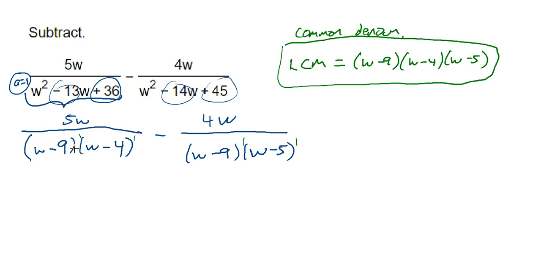This is the way that I want all my denominators to look. So I check out my denominators. I say, okay, what do I already have, right? Looking at the denominators here, we already have the w minus 9 and the w minus 4. We already have those two. What we're missing is the w minus 5. Since that's what I'm missing, I'm going to multiply w minus 5 to this denominator so that it will match the common denominator. If I multiply that to the bottom, I've got to multiply the same thing to the top. So multiply w minus 5 to the top. And so what we're going to get is 5w times w minus 5.